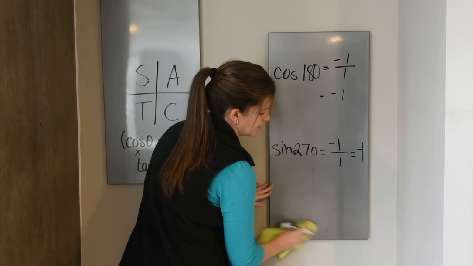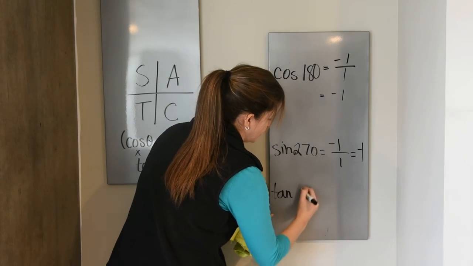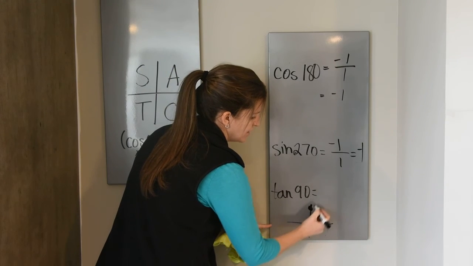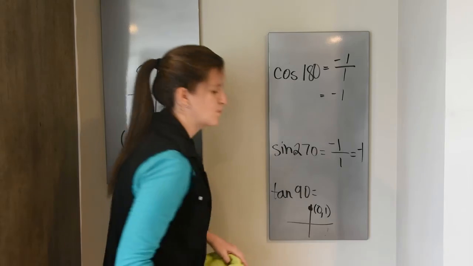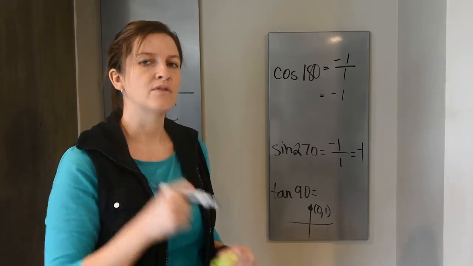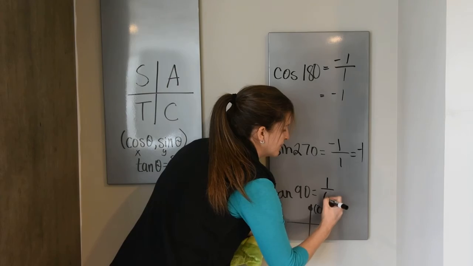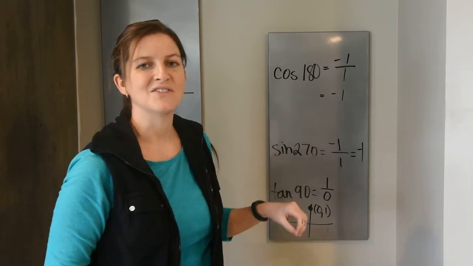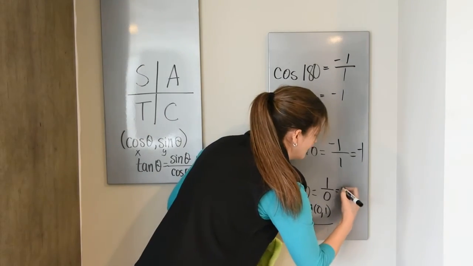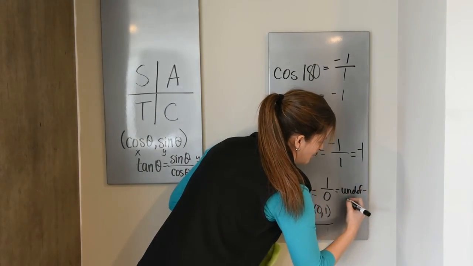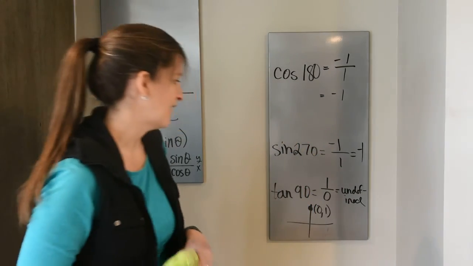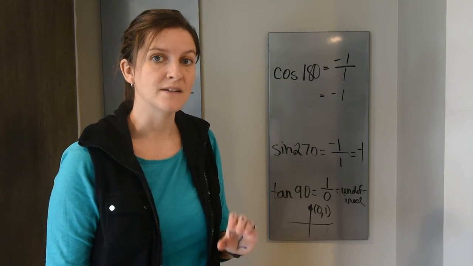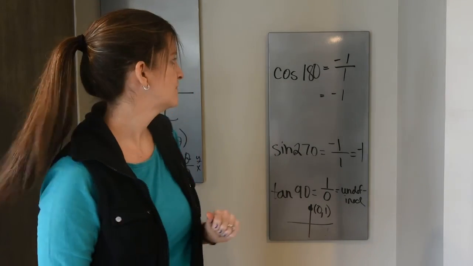And let's do a tangent. Tangent of 90. Alright, tangent of 90. 90 would be here. Your ordered pair would be 0, comma 1. Tangent is your y coordinate over your x coordinate. So 1 over 0. 1 over 0 is undefined. Now remember, when you have 0 over a number, that's going to be 0. But if you have 0 on the bottom, that's undefined.